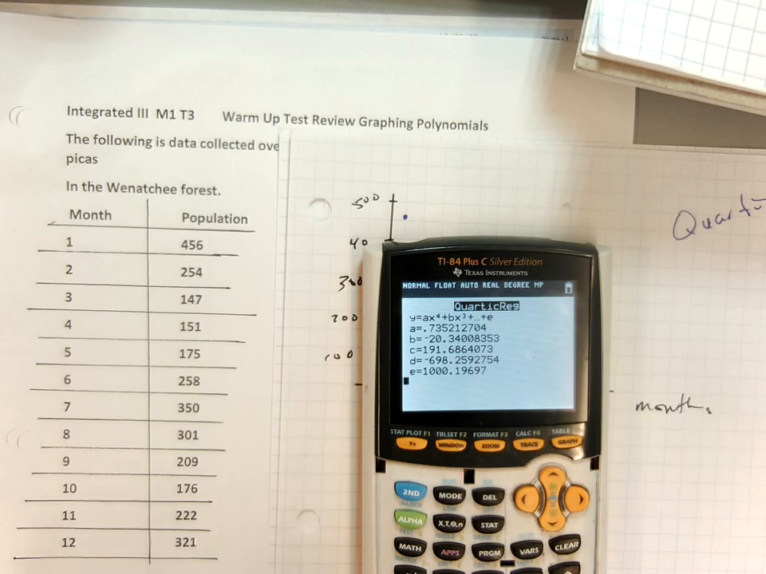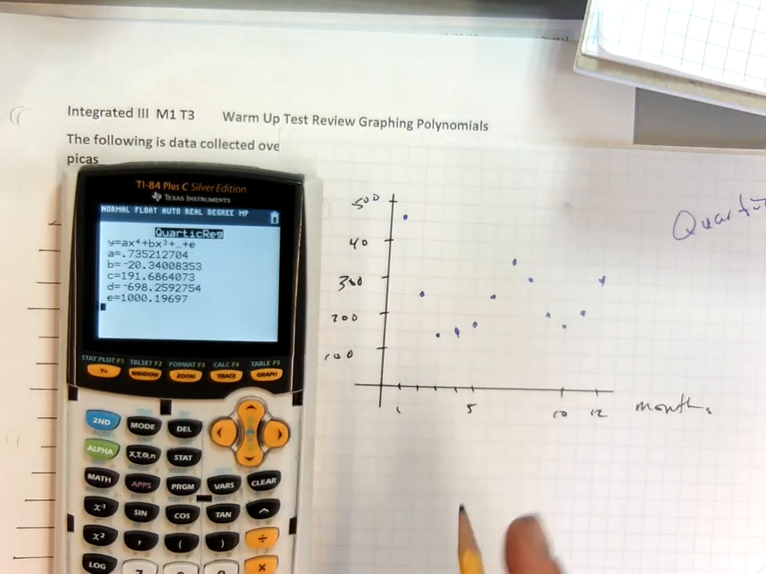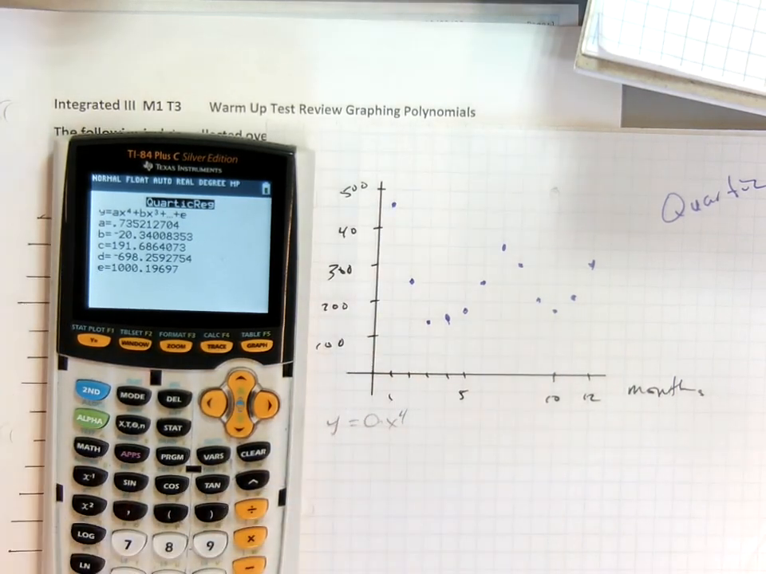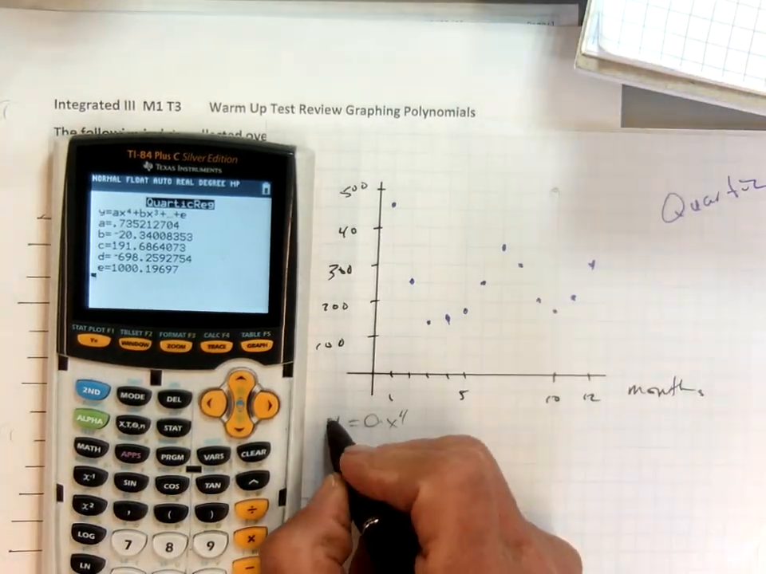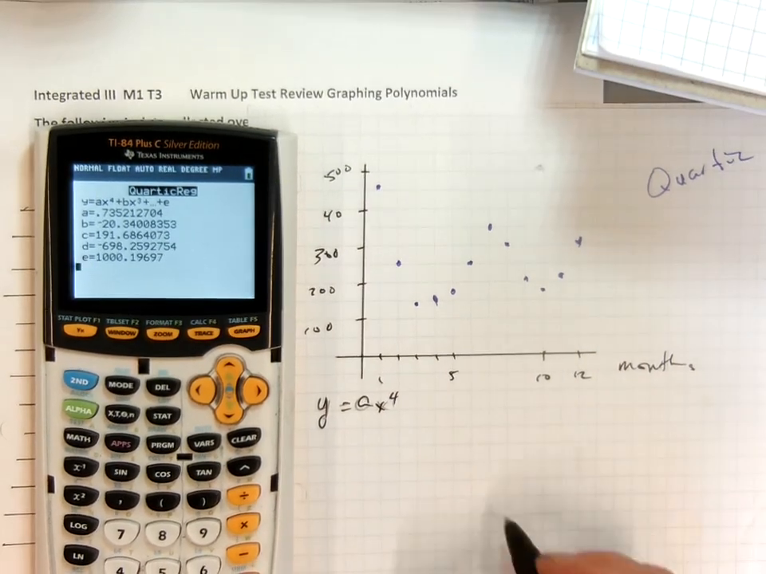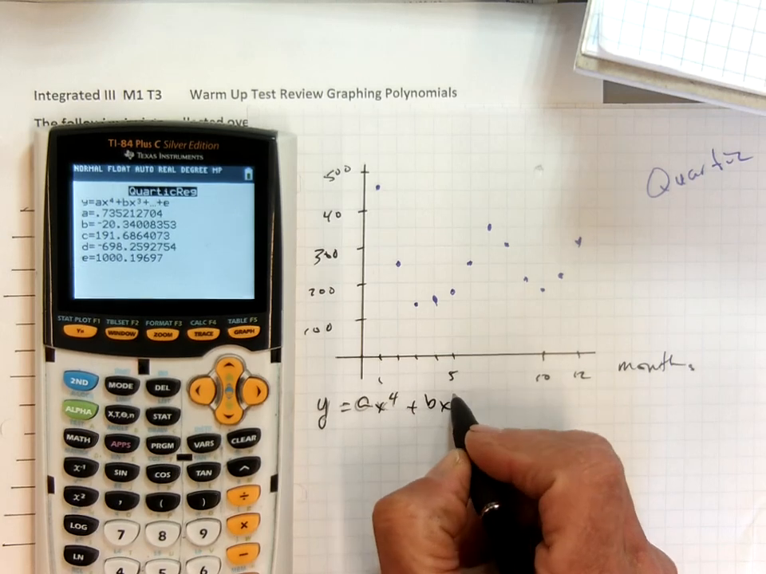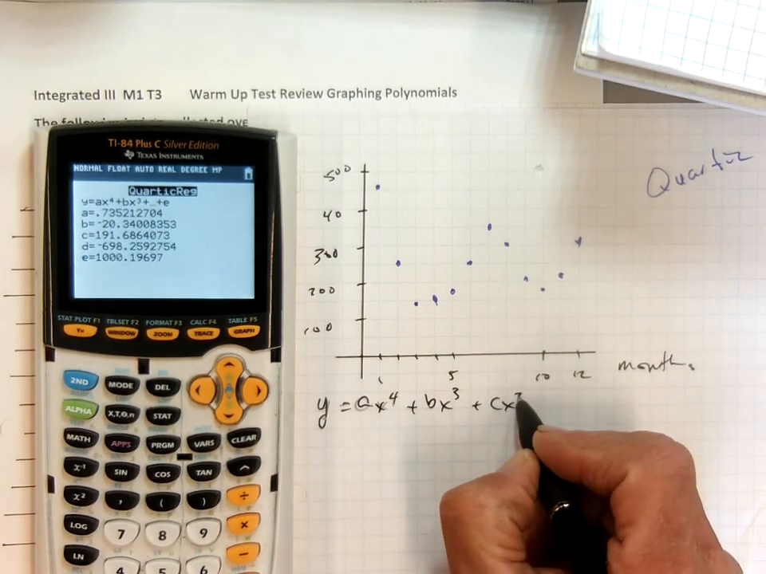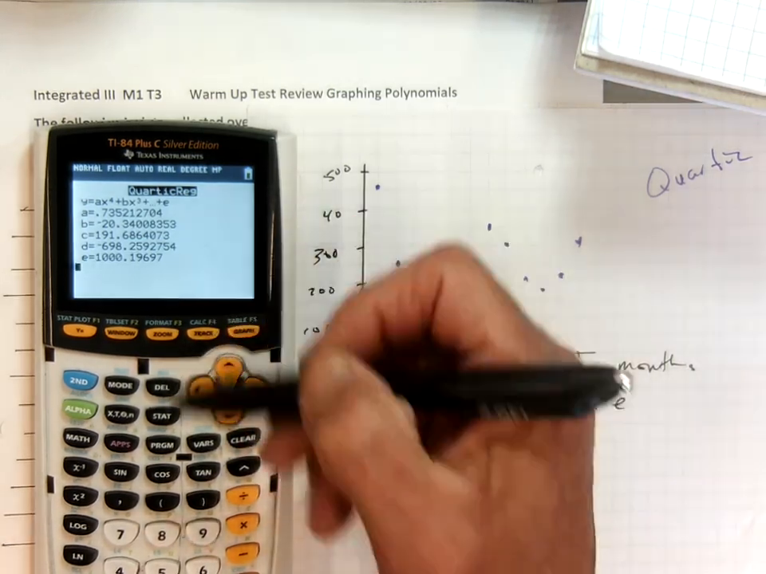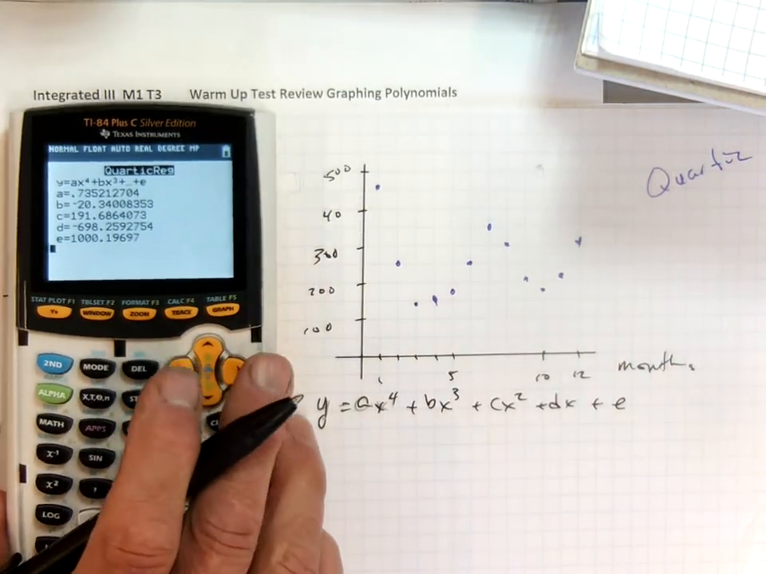There we go. So here's my equation. I know it's going to be some y equals ax to the fourth, plus bx cubed plus cx squared plus dx plus e. And of course they give you those values, which is nice. So here we go. Here's our equation.